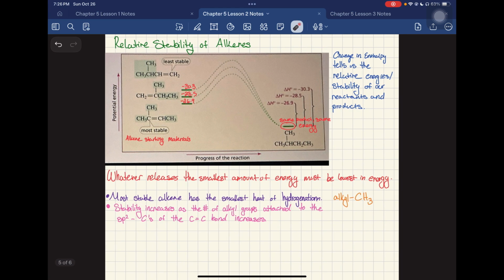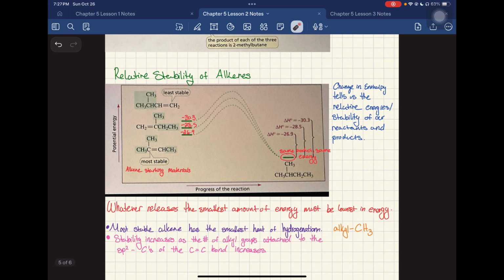What this is pretty much showing is that the most stable alkene has the smallest heat of hydrogenation. Stability increases as the number of alkyl groups attached to the sp2 carbons of the carbon double bond increases. And the alkyl groups, again, are going to be those CH3s, right? So change in enthalpy tells us the relative energy and stability of our reactants and products. And we see that right here and right here.